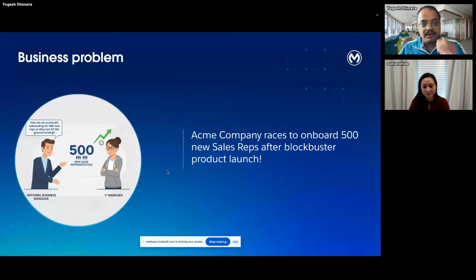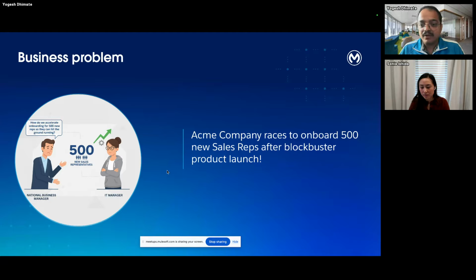Okay, so for the demo, we'll start with a business problem, and that will help you understand how these different components of Agent Fabric solve a complex use case. So here, the business problem is a hypothetical company, Acme. They want to onboard 500 new sales reps.